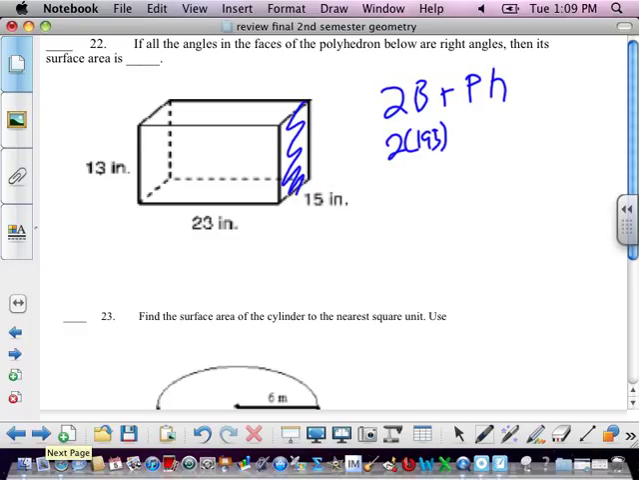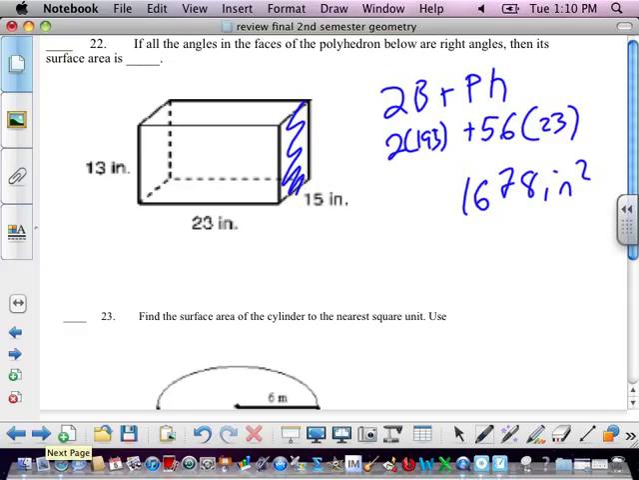Then we have to add up the perimeter. So it's 13 plus 13 plus 15 plus 15, which gives us 56. And the height is 23, because it's the distance between the two bases. So we go 2 times 195 plus 56 times 23, which gives us 1,678 inches squared.